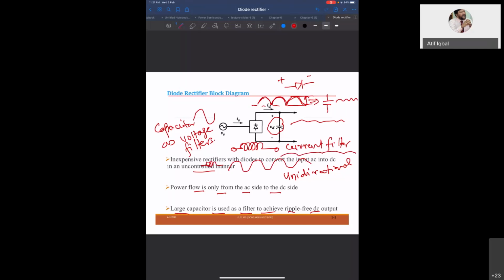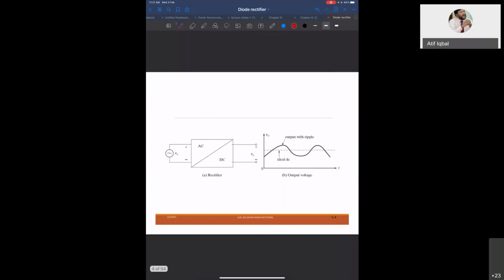Okay, so diodes are inexpensive rectifiers that convert AC to DC in an uncontrolled manner. The power flows from the AC side to the DC side only, and a large capacitor is used in order to achieve a ripple-free DC output. So this is my rectifier. Input is AC, output is DC. This is the output that we get.